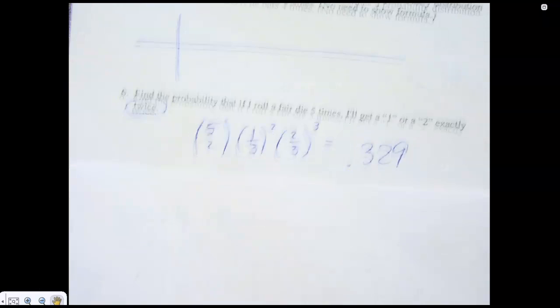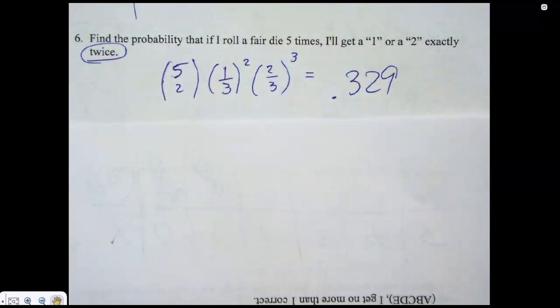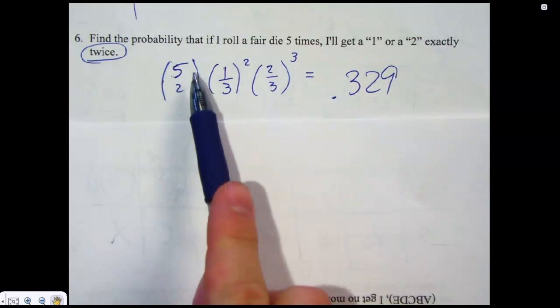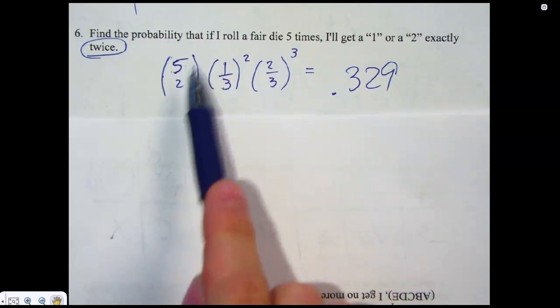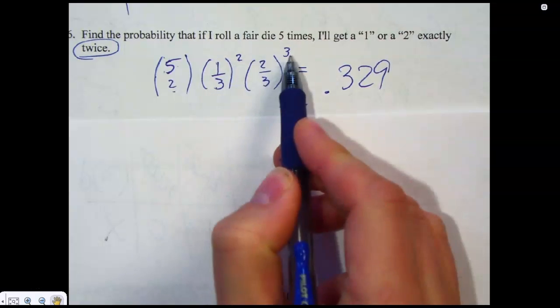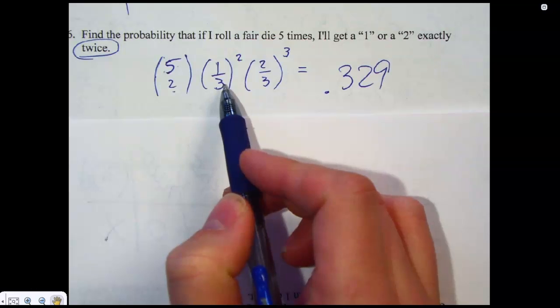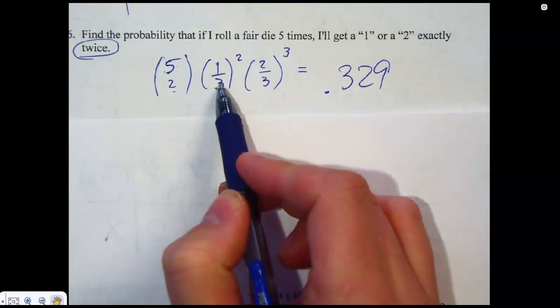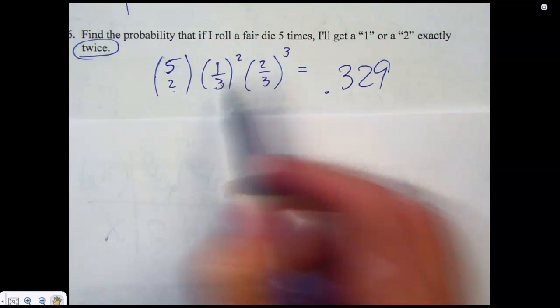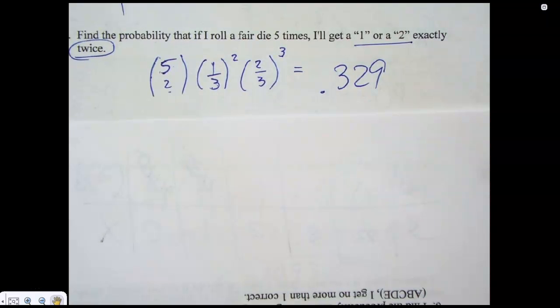6 can be a little trickier. A couple things that I want to point out. So you're rolling it 5 times. You want to succeed exactly twice. So you want 2 successes and 3 failures. And your probability of success could be 1 out of 3, or it could be 2 out of 6, because there's 2 ways you can roll the die that you succeed out of 6 ways.